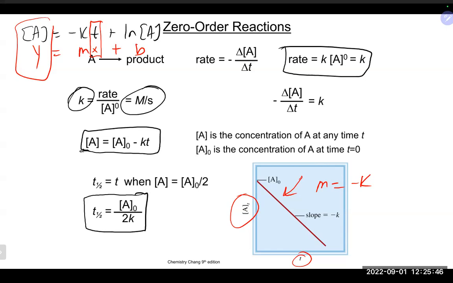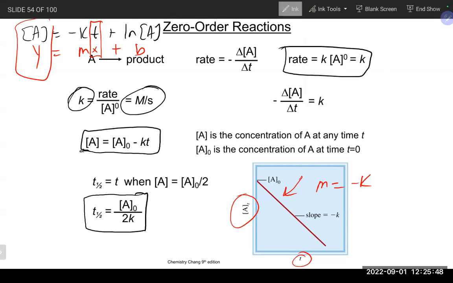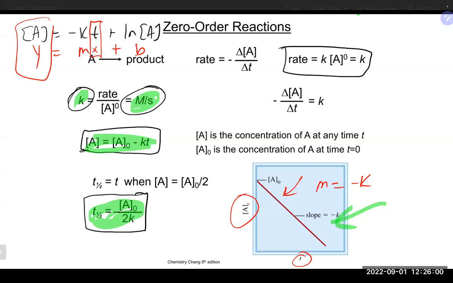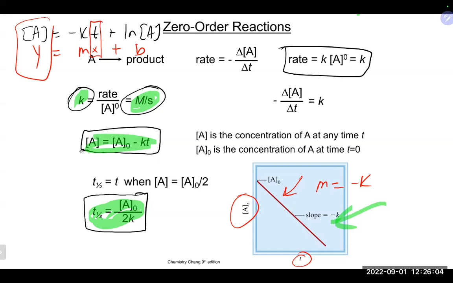So once again here, much like the other ones, the important info is our units, our specific one for zero order, our half-life here, and obviously our concentration graph that we should know. Any questions on that?